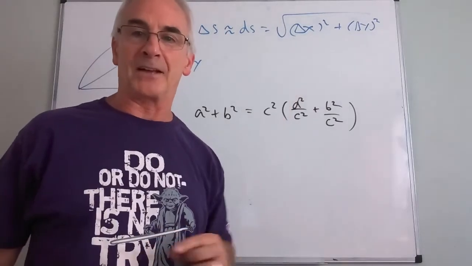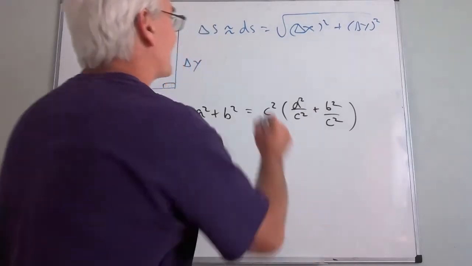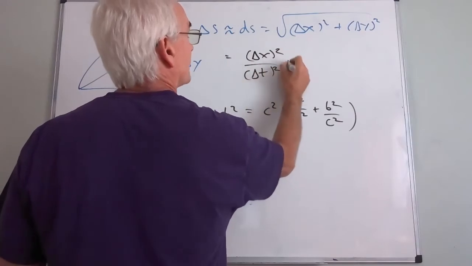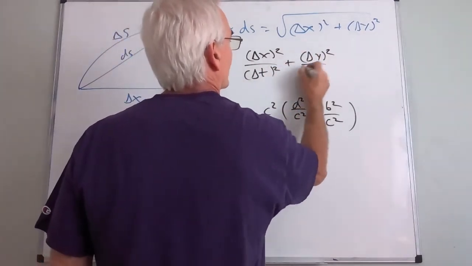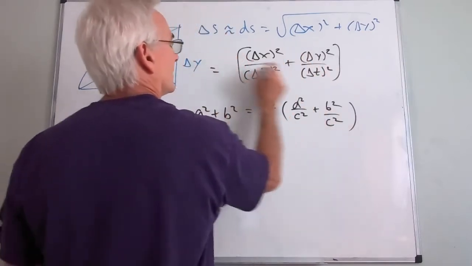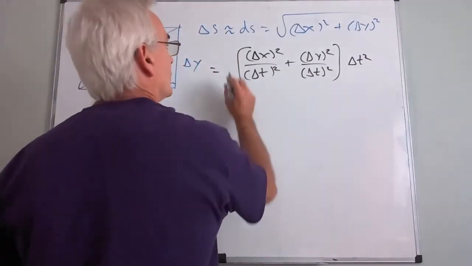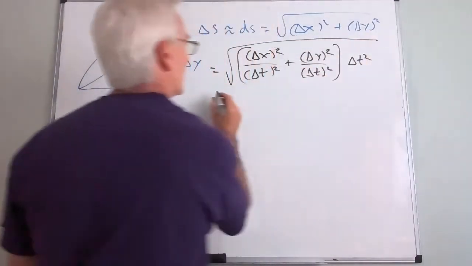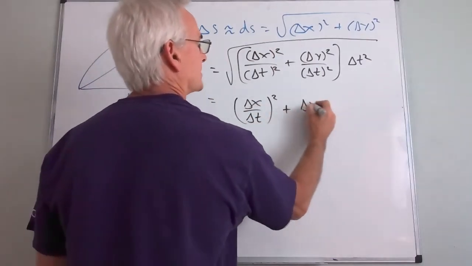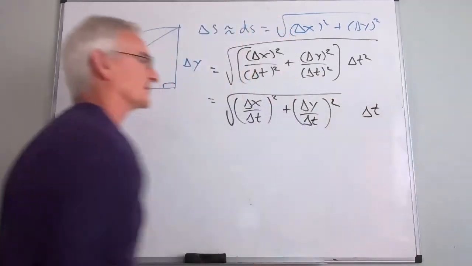So guess what I want to factor out of that? I want to factor out not a delta X squared. I don't want to factor out a delta Y squared. I want to factor out a delta T squared. So this would equal delta X squared over delta T squared plus delta Y squared over delta T squared, all times delta T squared. Okay, you with me so far? But all of that lives under a square root. So I'm going to rewrite this as delta X over delta T quantity squared plus delta Y over delta T quantity squared, all under the root and the delta T on the outside.